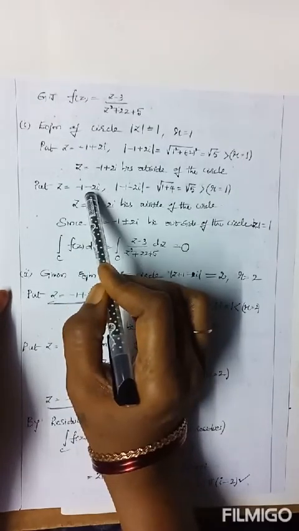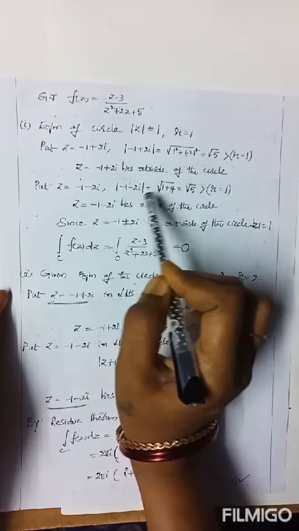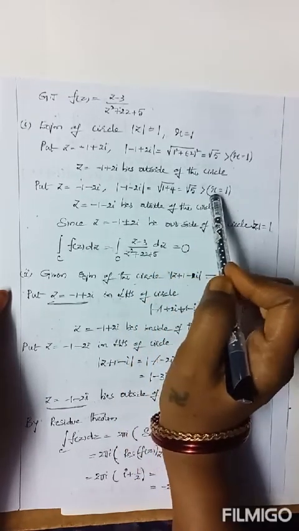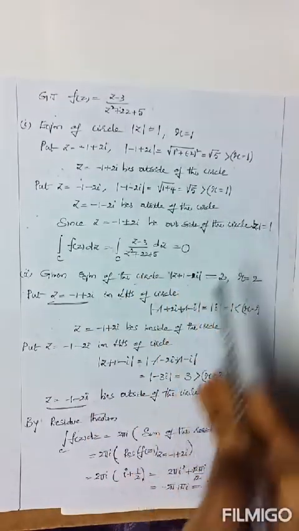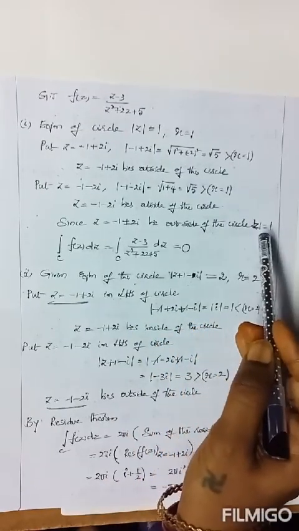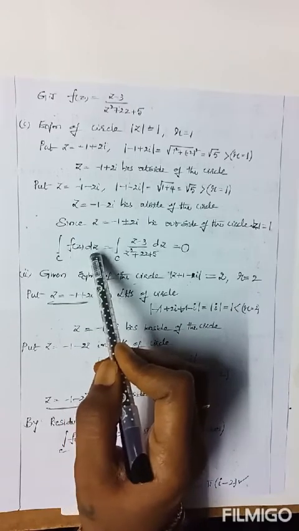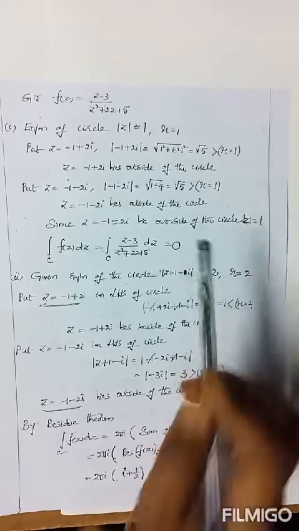Similarly, substitute the second point, on the left side of the circle. The modulus of this point is also equal to root 5, which is also greater than the radius 1. Now the point lies outside of the circle. Likewise, both points lie outside of the circle |z| = 1. In this case, by Cauchy's theorem, the integral over C of f(z) dz, you can directly write its result as 0.